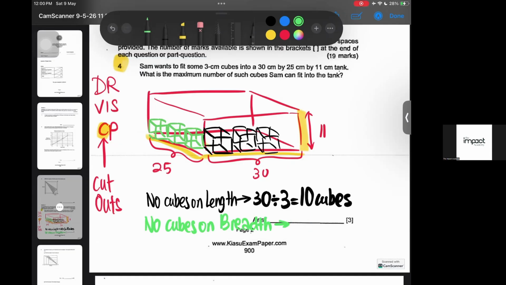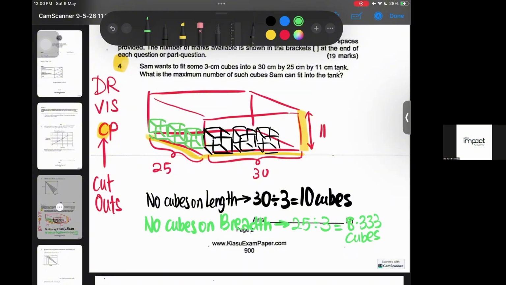Somebody said 8 just now. Let's find out. 25 divided by 3. 3 doesn't go into 25 evenly, so you get 8.333. That means there is enough space for 8.333 cubes. Some students tell me, then round up to 9. I ask them, then where do you get the missing piece? That means there is not enough space to put 9. You understand? Then round down to 8.